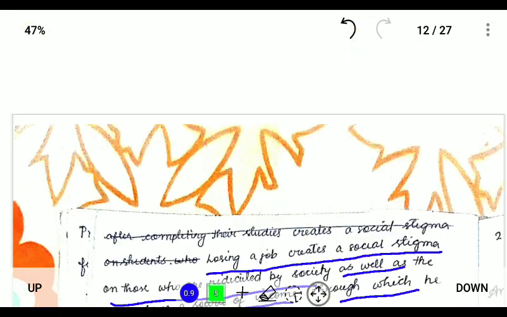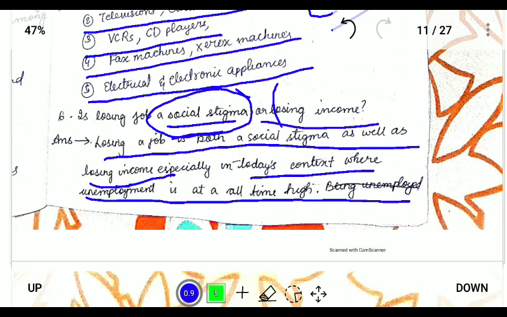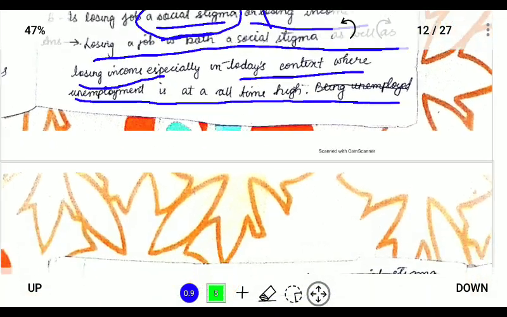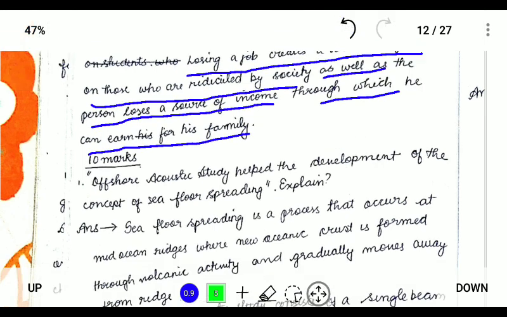So losing a job is, in my opinion, both a social stigma as well as a loss of income, because after we graduate, people start asking what we are doing. So if we remain jobless, or if we are terminated from a job, it creates a social stigma that we are incapable of doing work, and it also leads to loss of income, because since we are unemployed, we are unable to generate any type of income and feed our family. So this is both a social stigma as well as a loss of income.